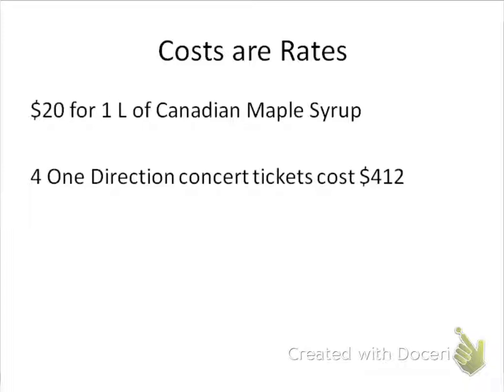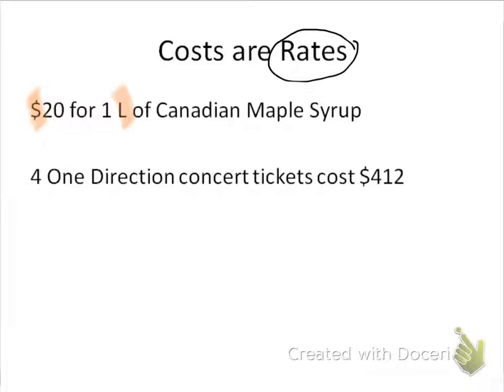Okay, before we get started, we need to talk about how costs are actually rates. So remember that a rate is when we have two different units. For example here, we have $20 for 1 liter of Canadian maple syrup. So it's $20, that's our first unit, and our second unit is liters of maple syrup. So that's a rate, $20 for one.